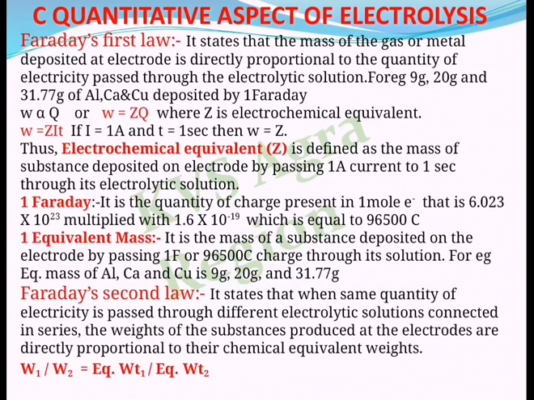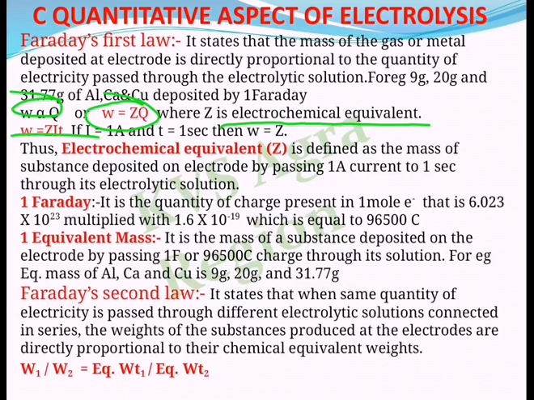Here is the important mathematical relationship that W is directly proportional to Q, or W is equal to Z into Q. W means the mass of the metal or weight of the metal deposited is equal to the product of Z, electrochemical equivalent, and charge. If we further open the formula of charge, then we get W is equal to ZIT.